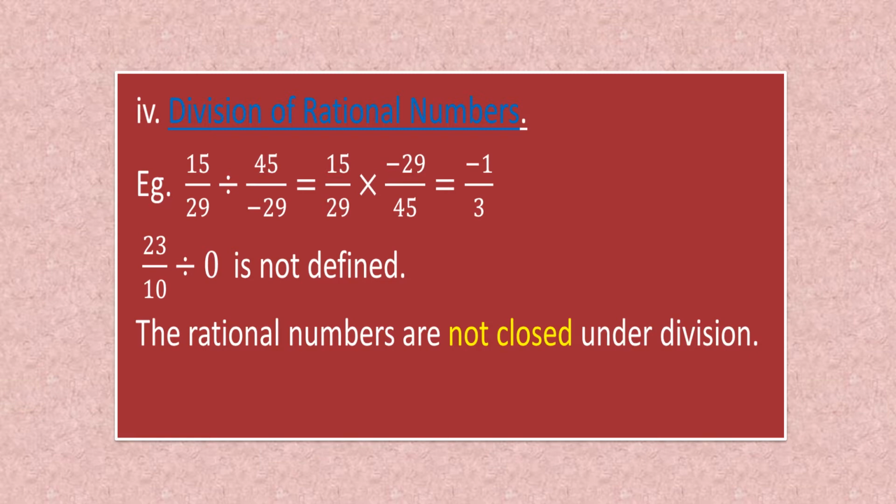We'll think about the case of division by 0. That is the next example. 23 by 10, that's a rational number. It's divided by 0. We know the division by 0 is not defined. So we can't say whether the answer is a rational number or not. So in general, we conclude that the rational numbers are not closed under division.